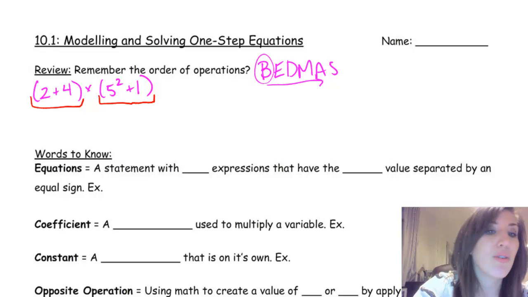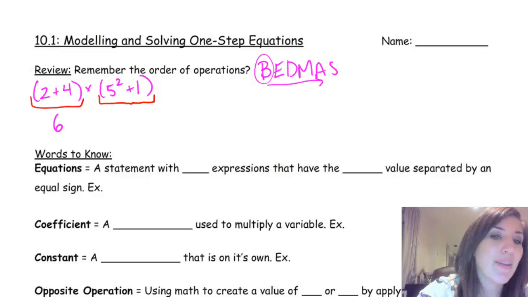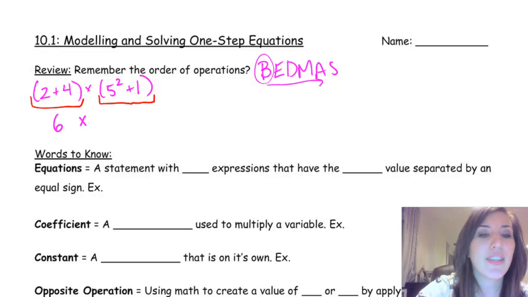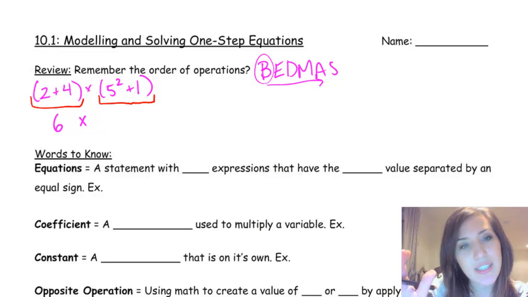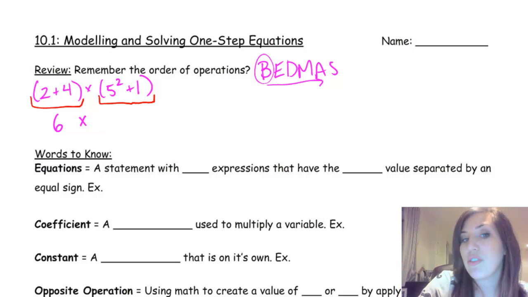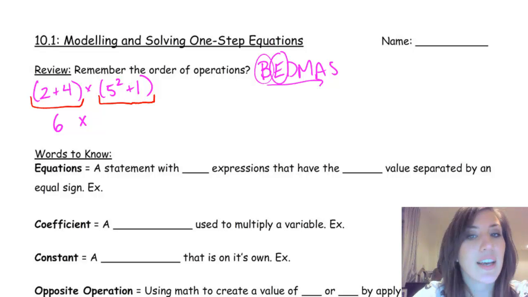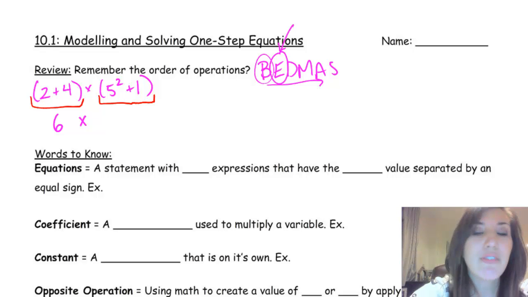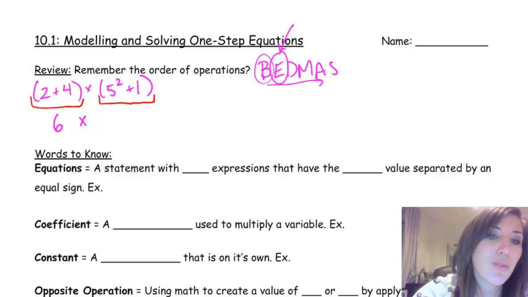2 plus 4 is the only thing in this set of brackets, and that is easily 6. Then we have times. Now this set of brackets, we have to look at what's inside of them to decide what part to do first. Do I do the 5 plus 1 first, or do I do the 5 squared first? Well, the E stands for exponents, so we have to do the 5 squared first. So we know that 5 squared is the same as 5 times 5, which is 25, plus 1.